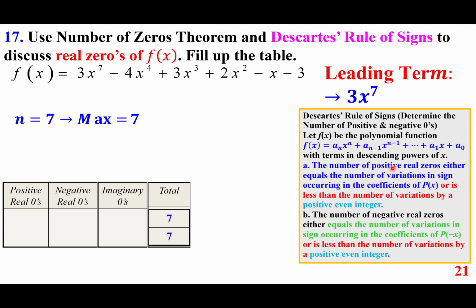Part A, the number of positive real zeros either equals the number of variations in sign occurring in the coefficients of p of x or is less than the number of variations by a positive even integer. Part B, the number of negative real zeros either equals the number of variations in sign occurring in the coefficients of p of minus x or is less than the number of variations by a positive even integer. So I want to stick with part A, then we'll discuss part B in a moment.